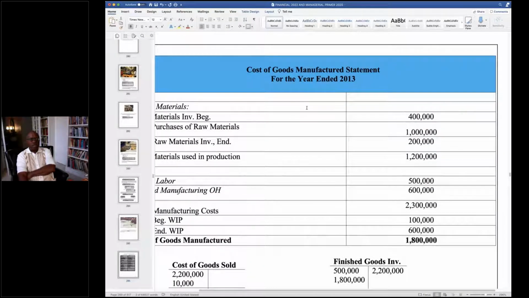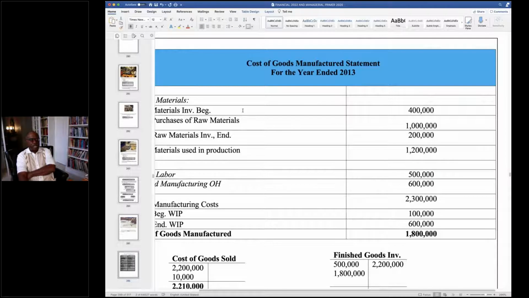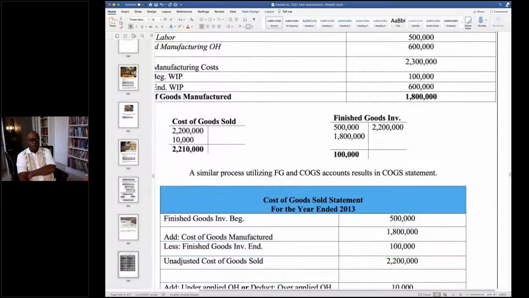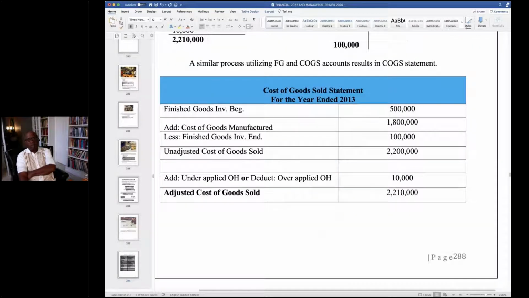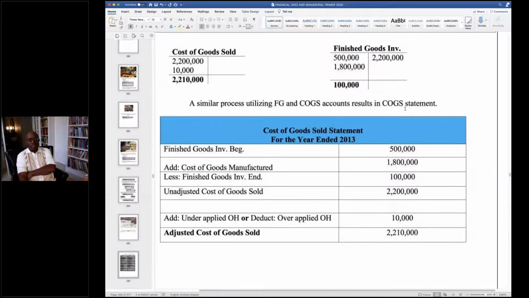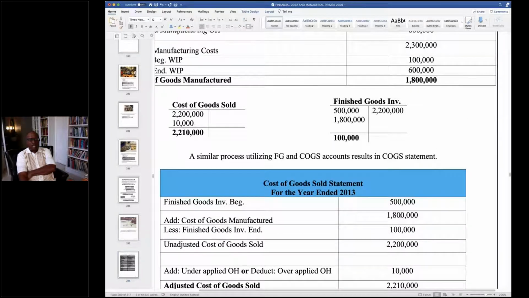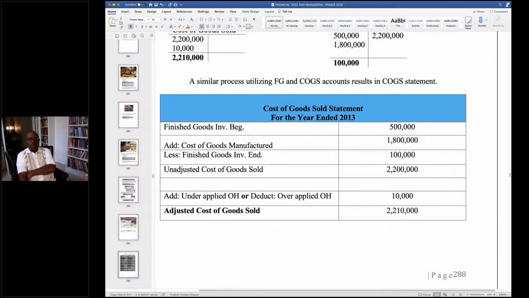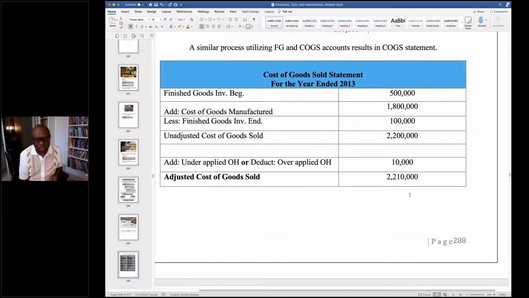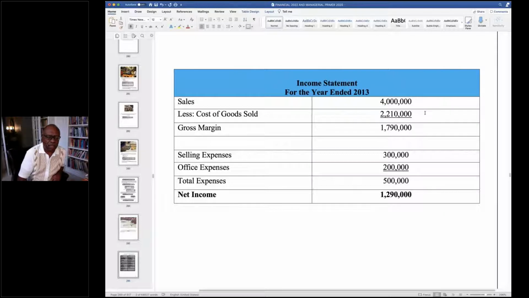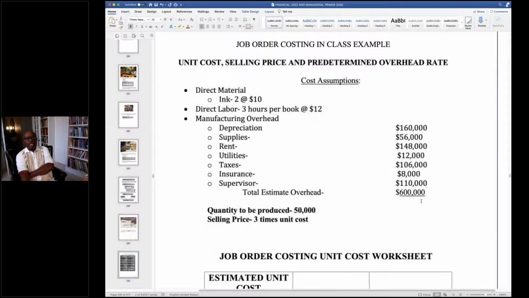So here are the statements. A cost of goods manufactured statement is going to have those same three items: raw materials, labor, overhead. So it's always raw materials, labor, and overhead, but we have to see what's happening on a manufacturing basis. Cost of goods sold is a simple statement. Beginning inventory plus the cost of goods manufactured, less ending finished goods inventory, plus the over or under applied overhead to give you adjusted cost of goods sold. Then the income statement. Everybody knows how to do an income statement. Sales, less cost of goods sold, gross margin, less selling and operating expenses, net income.